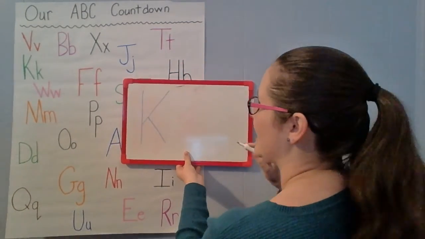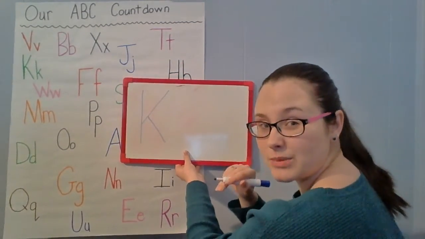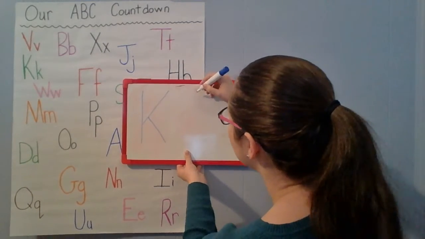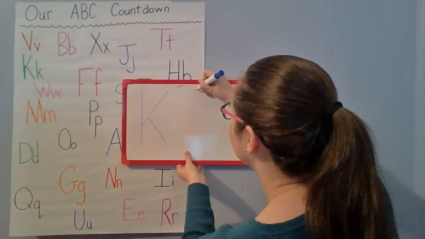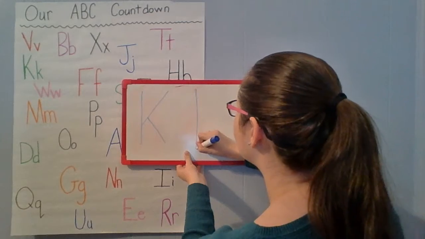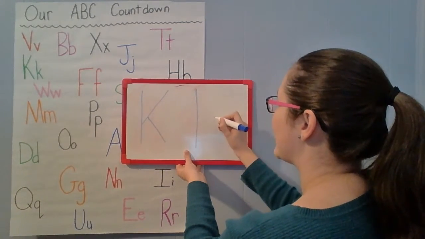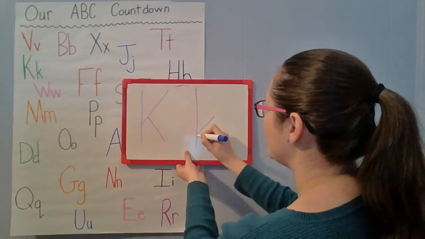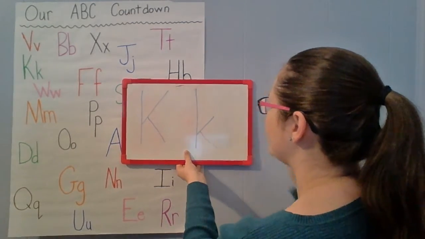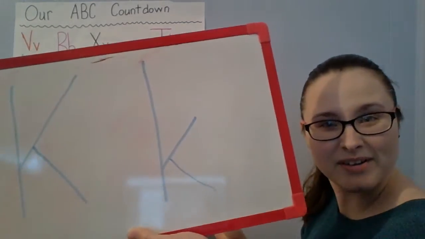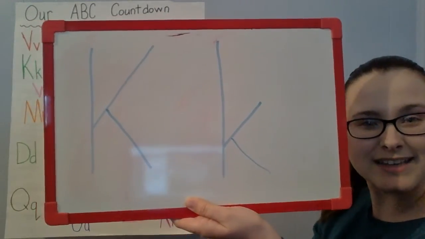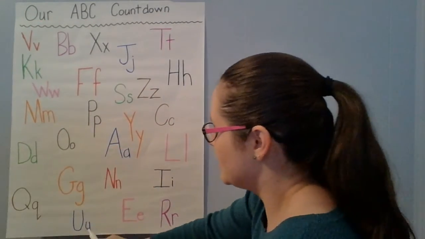Let's make a lowercase k. They look very similar, but they're a little bit different. So start at the top, just like the capital, and go all the way down. And now, here's where it's different. Start in the middle and make a diagonal line in. Ready? And out. And there you go. We made a capital and a lowercase letter K.